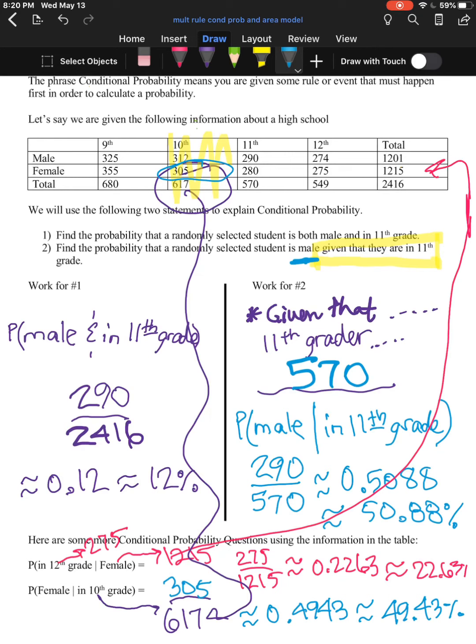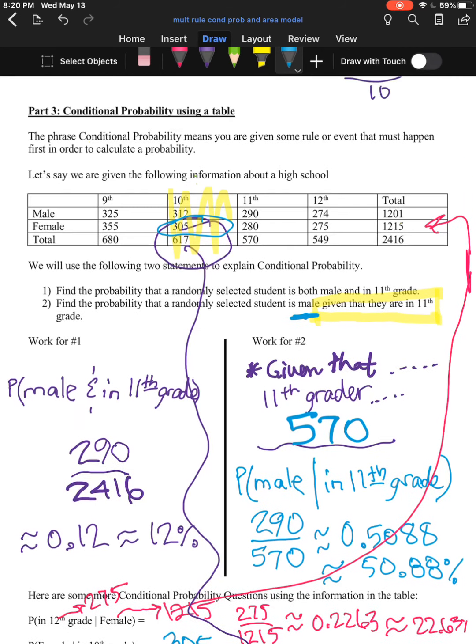Now you know a little bit more about conditional probability, independent events, and dependent events. And you can even use area models and tables.